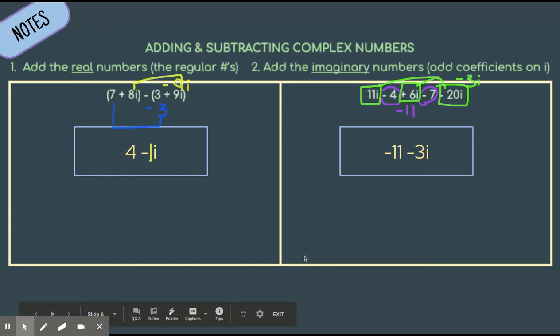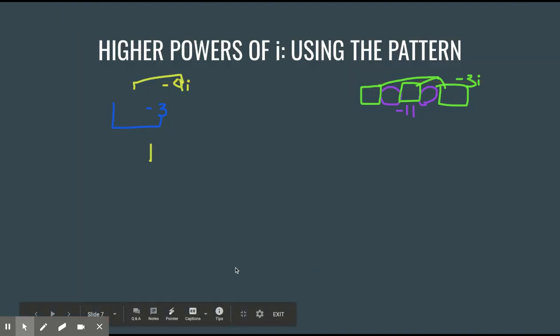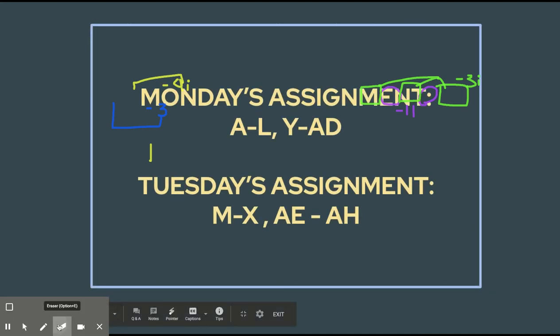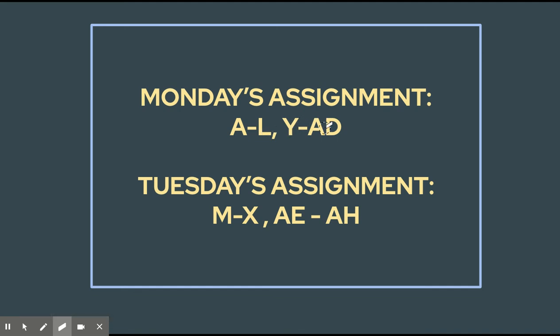Here's what I want you to do on the assignment today. Okay, let me clear this off. A through L and Y through AD. A through L, Y through AD. It should be only things that we just talked about today. Tuesday's assignment is going to be the rest of them. And I will also post this as an announcement on Classroom.